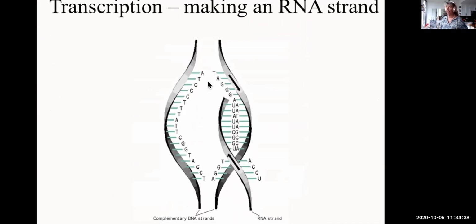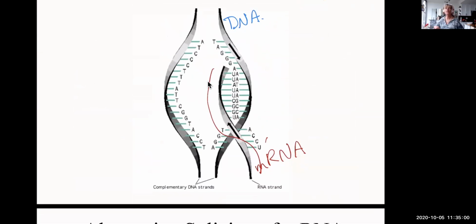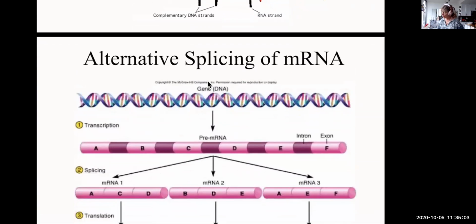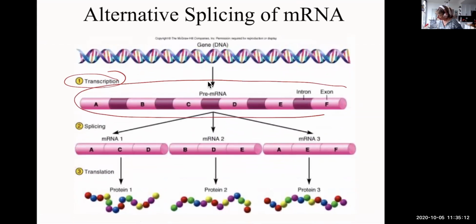The first stage in protein synthesis is transcription. Transcription, making an RNA strand from DNA. So this is DNA, and this is RNA, messenger RNA. But this messenger RNA goes through some more processing called alternative splicing. So here, transcription happens here, and you've ended up with this strand. Each strand of messenger RNA, when it's initially transcribed, has sections that we call introns and exons.